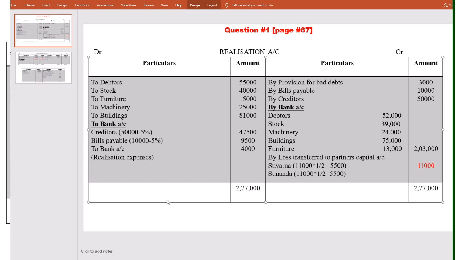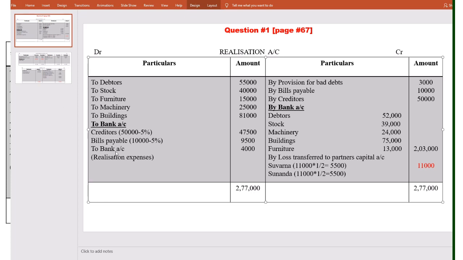And remember girls, all the amounts given in the balance sheet will appear only once, and all the adjustments given will appear twice. Once it appears in the realization account, it is done. All the adjustments should appear twice. So all the adjustments have to appear in the realization account, and once again they have to appear in one more account, that is, the bank account. So please remember properly.